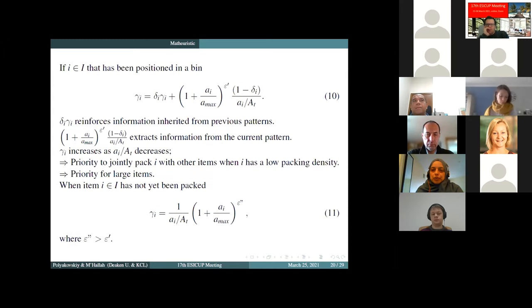I'm not going to go into the sequential value correction mechanism, but it works almost like the updating of the pheromone in ant colony, where you inherit some information from previous patterns, and you use the latest information that you have. So you have two different updating mechanisms depending on whether the item has been packed in the last iteration or not.